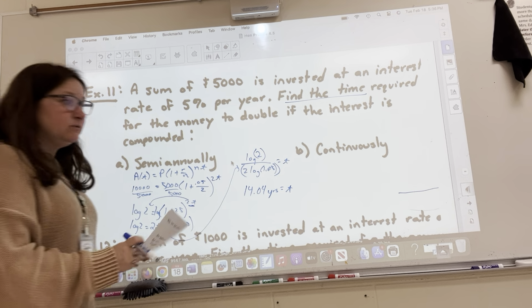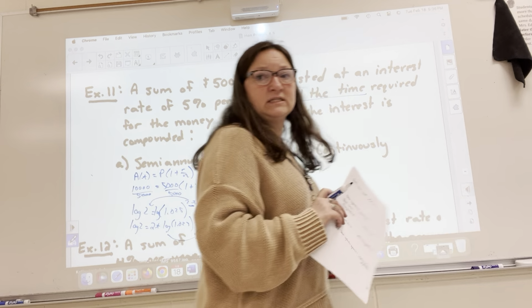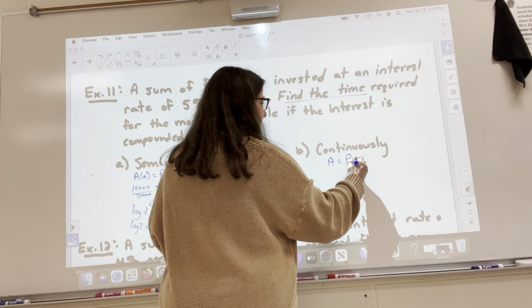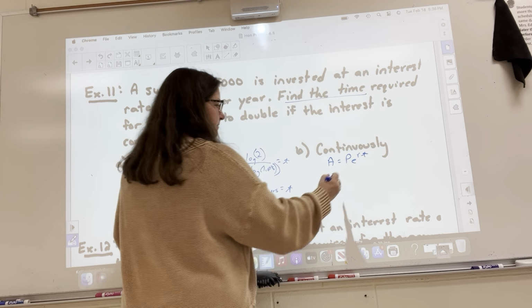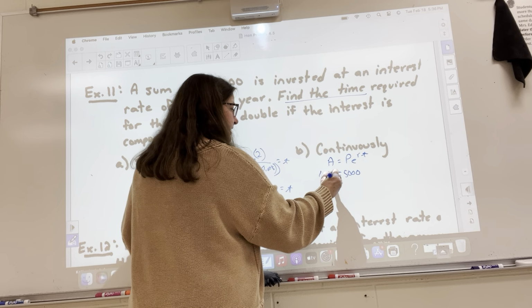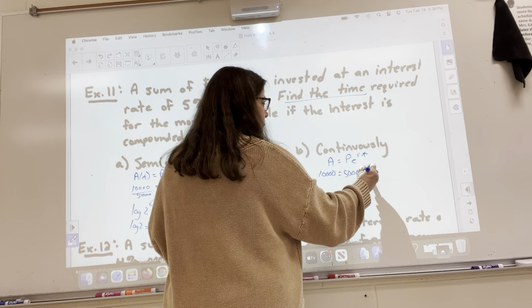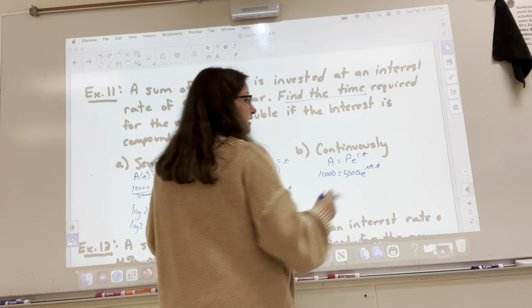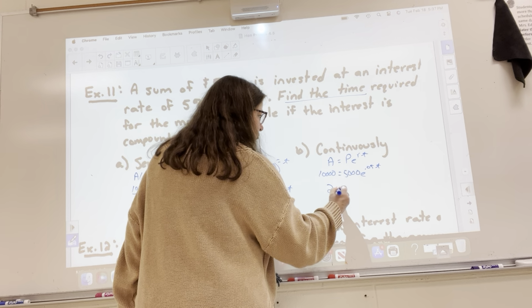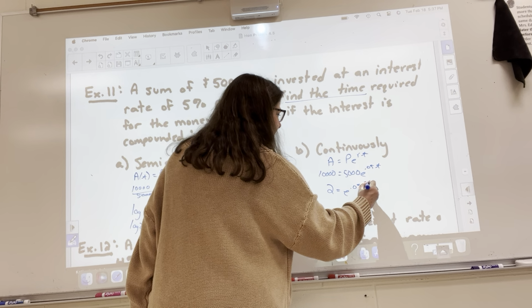Now we move to continuously. As soon as we read continuously, you should be thinking of the other formula, P times e to the rt. My principal is still 5,000. I still want to double my money, 10,000. The interest rate is still 0.05. We're still looking for how long. So we divide by 5,000. 2 equals e to the 0.05t.